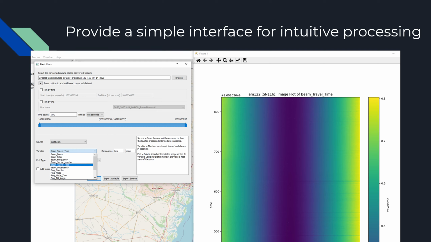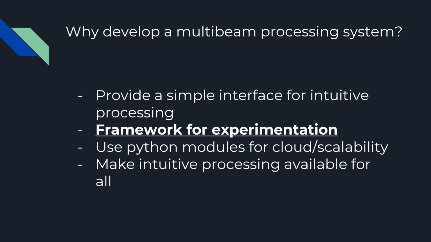The main goal for Kluster processing is to make it simple and powerful, to ensure that anyone can get processed data quickly and easily from raw multi-beam data. The second reason is that Kluster provides a framework for experimentation and rapid deployment of new algorithms and routines.